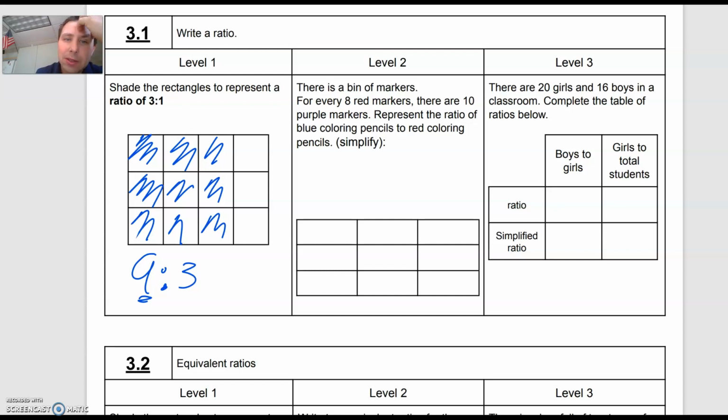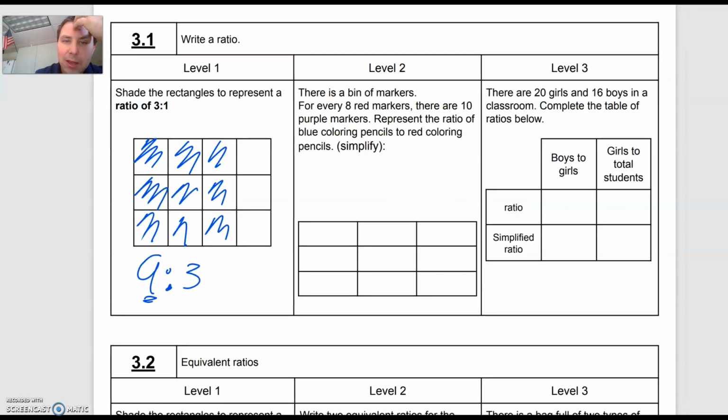So now level 2 is saying there is a bin of markers. For every 8 red markers, there are 10 purple markers. Represent the ratio of blue coloring pencils to red coloring pencils, and then simplify. First off, I apologize that the wording's off. This is saying pencils. Really what we want it to be, I'll just write it this way, is red. Let's go red to purple.